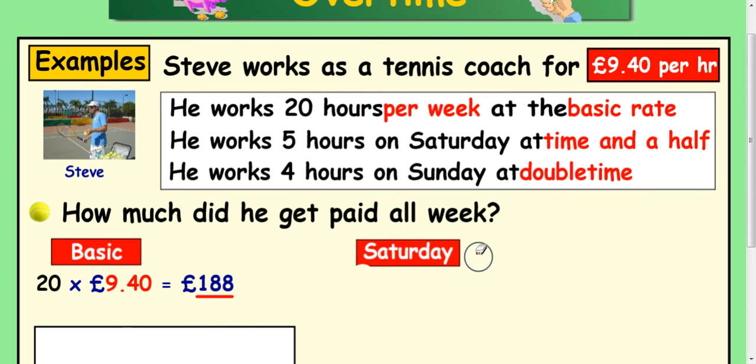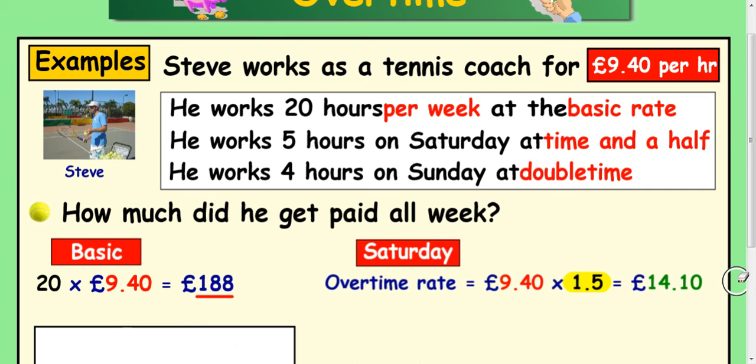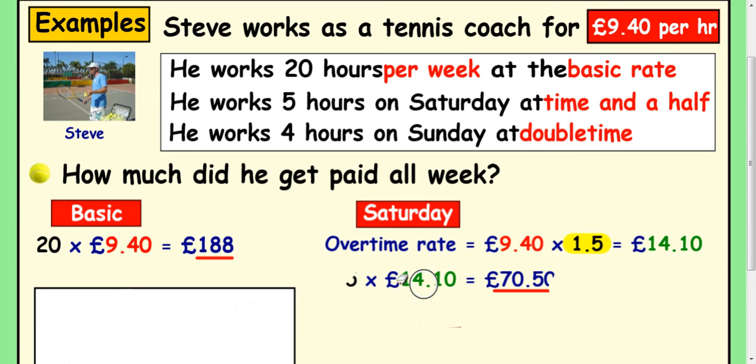Put a wee heading, Saturday. Now we need to work out what his overtime rate is, because he's getting time and a half on a Saturday. So if I multiply the 9.40 by 1.5, I'll get my answer. So he's getting £14.10 on the Saturday for every hour he works. But he's working 5 hours. So times it by 5. And that's what you get on the Saturday.